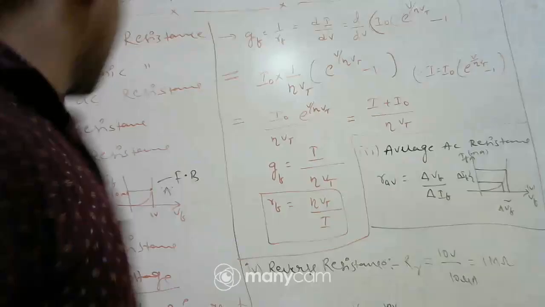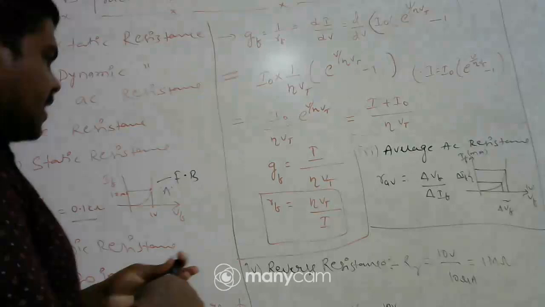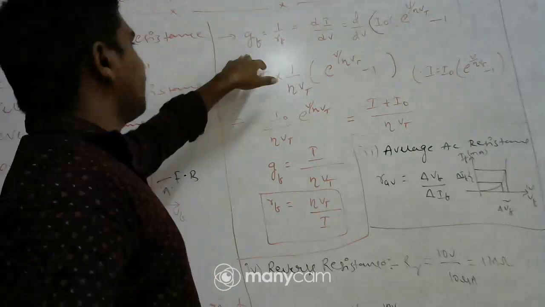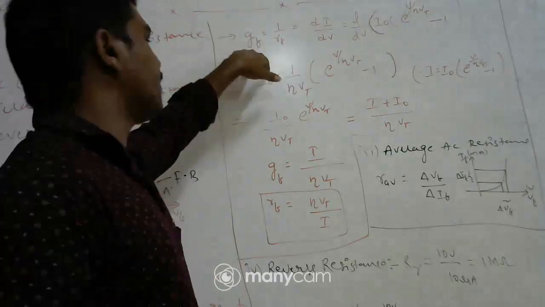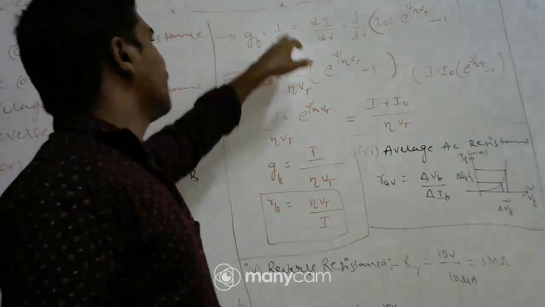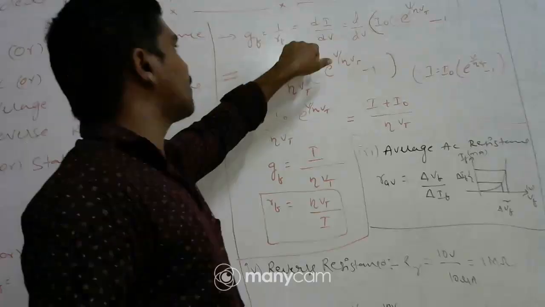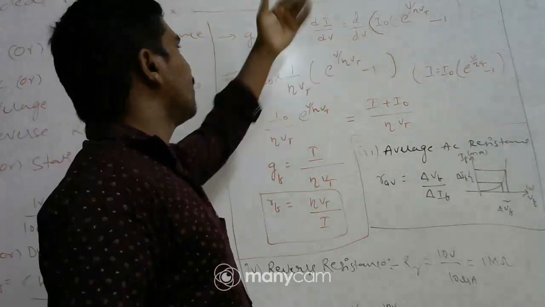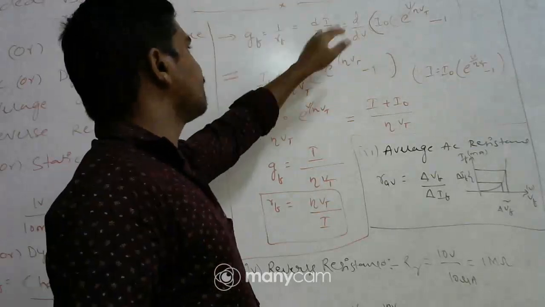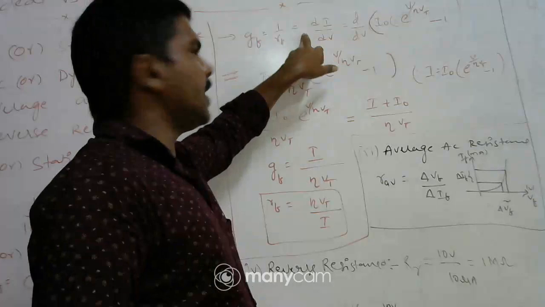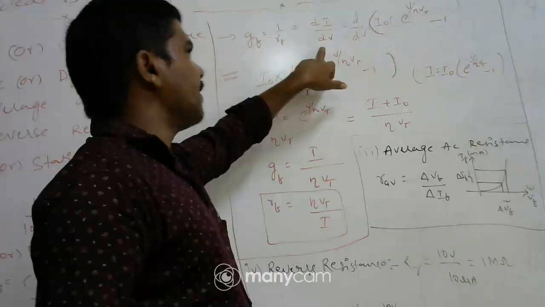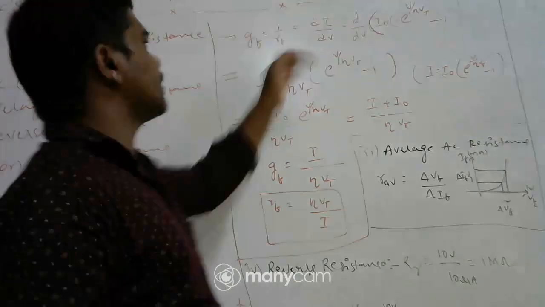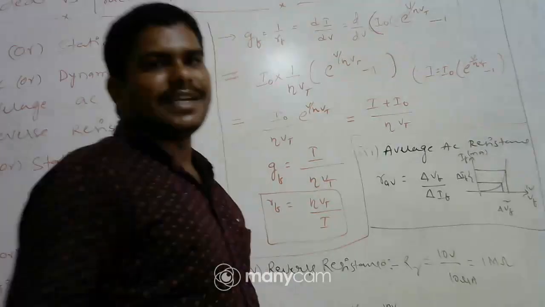Now we can calculate the conductance. We know conductance is the reciprocal of resistance. So GF, the forward conductance, is 1 by RF, the forward resistance. So the terms change: dI by dV, changing current to changing voltage. Generally resistance is changing voltage to the resulting changing current.